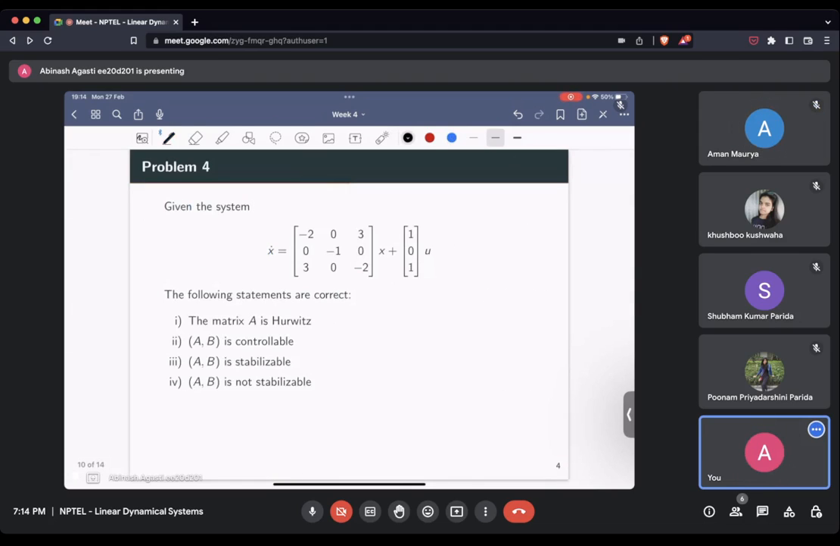Okay, we move on to the next question. Again, we have an LTI system with an A and B matrix given. Which of these following statements are correct? So let us start one by one. Is the matrix A Hurwitz? A Hurwitz matrix is one where the real part of all eigenvalues is strictly negative. So let us first find out the eigenvalues of this A matrix. Let's do that for some 3-4 minutes, then we'll discuss.